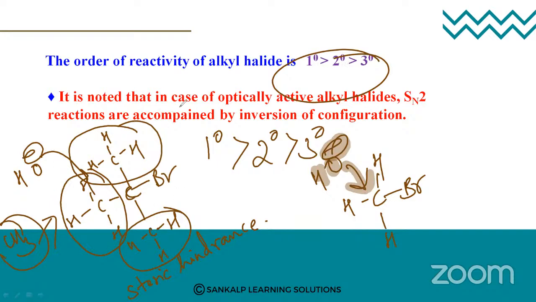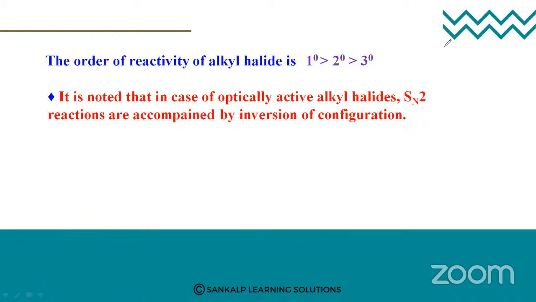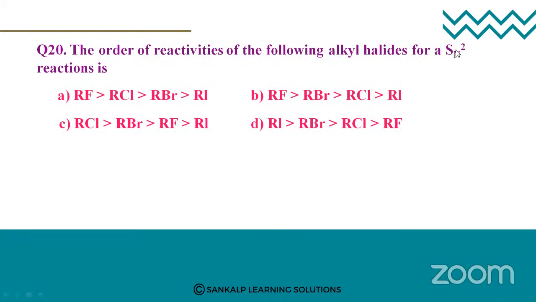It is noted that in the case of optically active alkyl halides, SN2 reactions are accompanied by inversion of configuration. As we have discussed, SN1 reaction will give a racemic mixture or racemization, that is, 50% retention and 50% inversion. But in the case of the SN2 mechanism, it will show 100% inversion. The molecule will get inverted. It is also called Walden inversion.